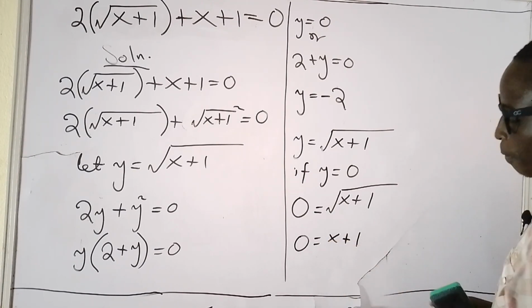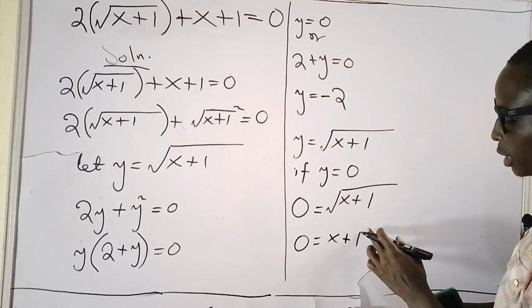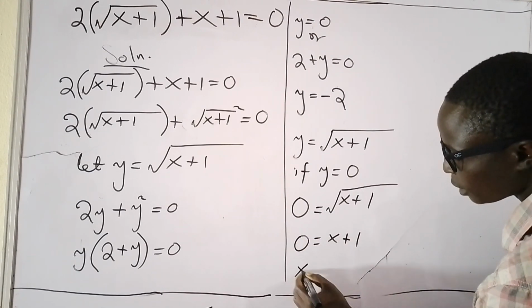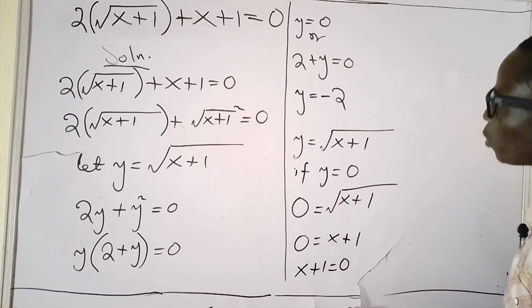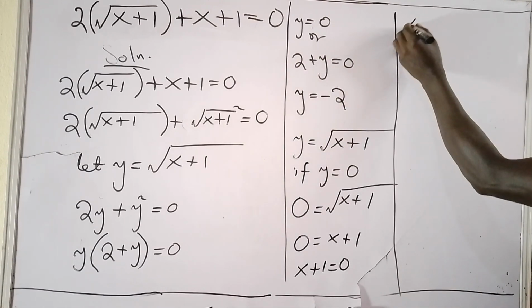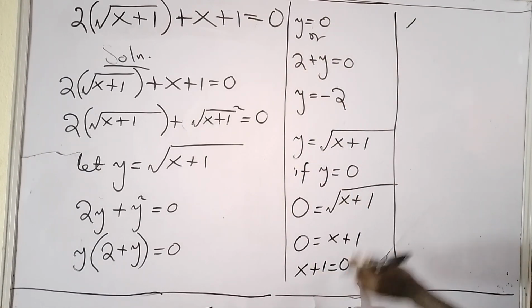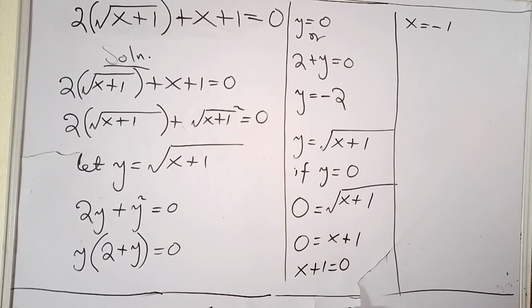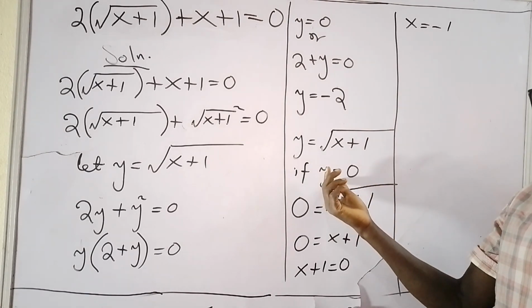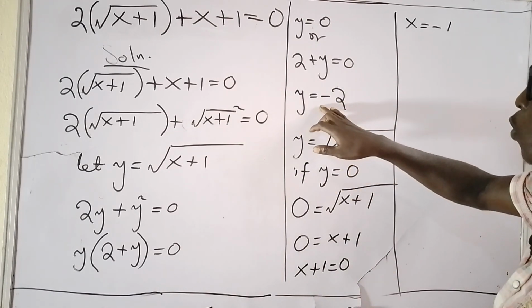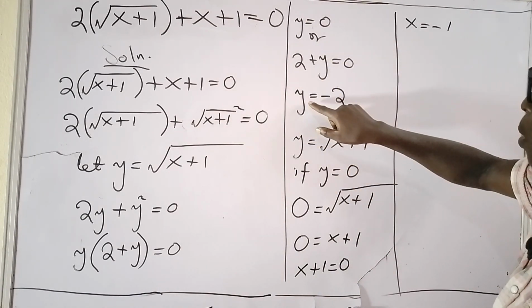So I have to send this positive 1 to the right side, or if I like, this is the same as x plus 1 equals 0, because if a is equal to b, that means b can also be equal to a and vice versa. So if I have x plus 1 equals 0, that means x is now equal to minus 1. So that is when y is equal to 0. And remember, we have two values of y, 0 and minus 2.